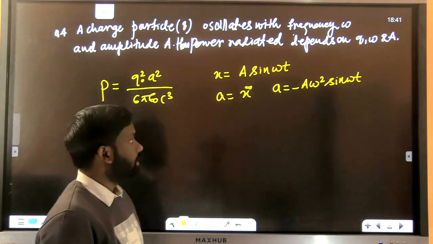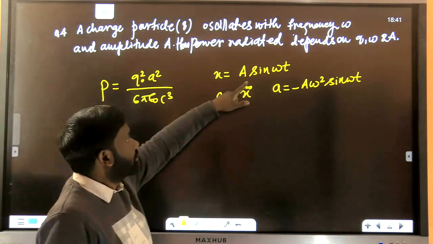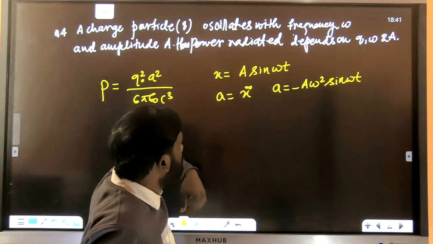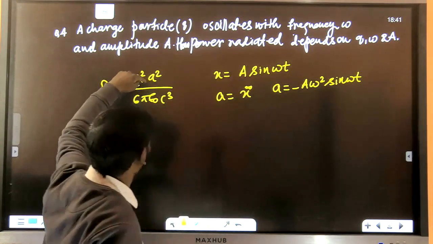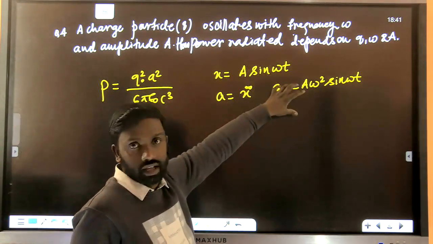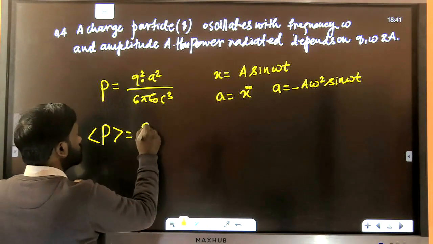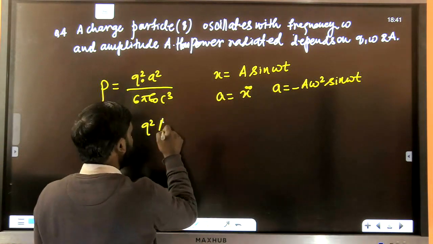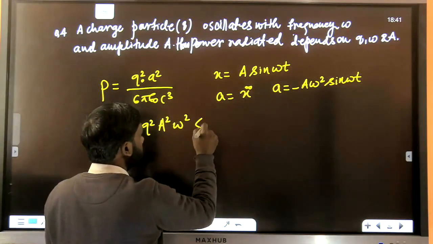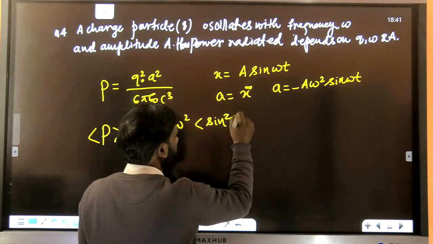Now that's the acceleration, if you differentiate it twice. So this is the acceleration. Now we'll put it here. Since it is time dependent, we'll take its average. So if you calculate average power, we get here Q square, and you put the value of a, you get a square omega square, and you get here sine square omega t.